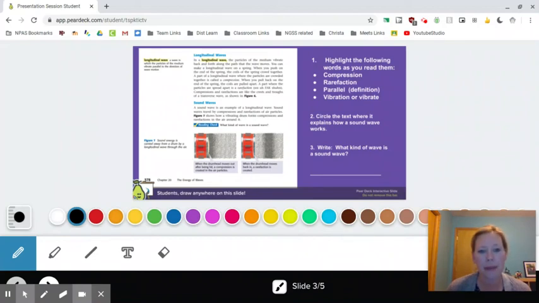Sound waves. A sound wave is an example of a longitudinal wave. Sound waves travel by compressions and rarefactions of air particles. Figure 7 shows how a vibrating drum forms compressions and rarefactions in the air around it. The question that matches on the right-hand side, what kind of wave is a sound wave? So go back and take a look if you're wondering what that is.